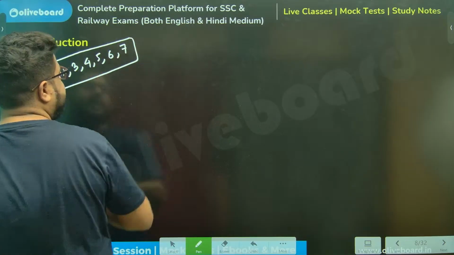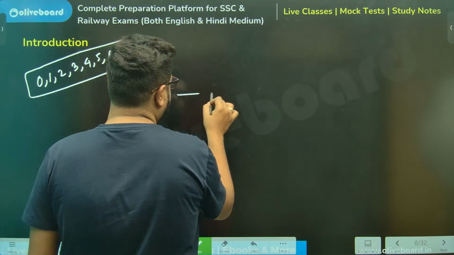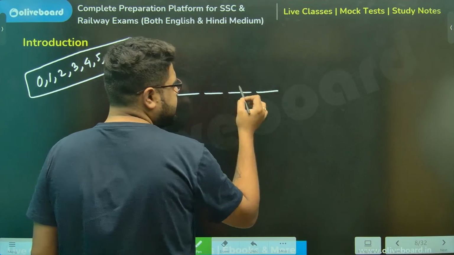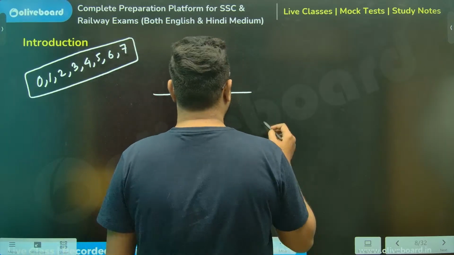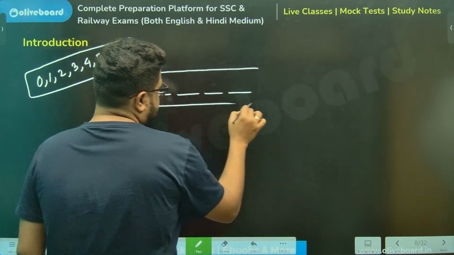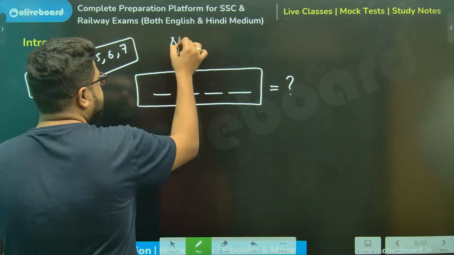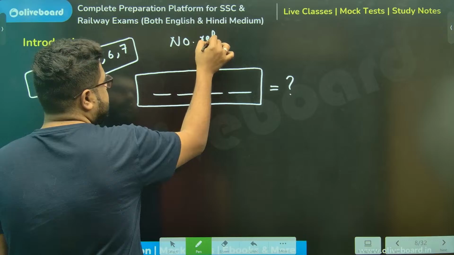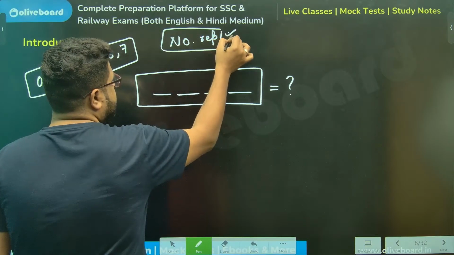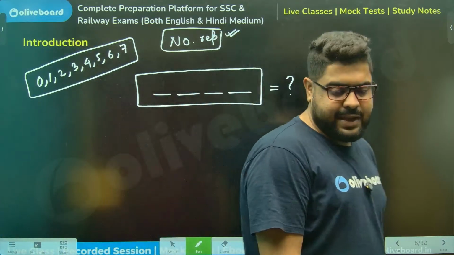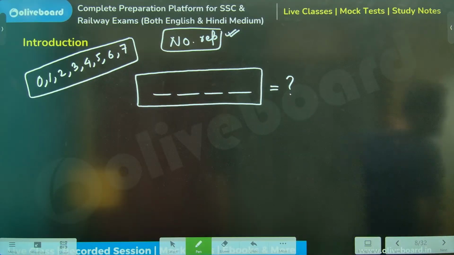Sir, 8 numbers. 1, 2, 4, 3, 4, 5 digits. Acha, 4 digit lete, sir. How many numbers can we make? Sir, no repetition, okay? No repetition. Using these 8 digits, how many 4-digit numbers can we make, sir? Think for a second.